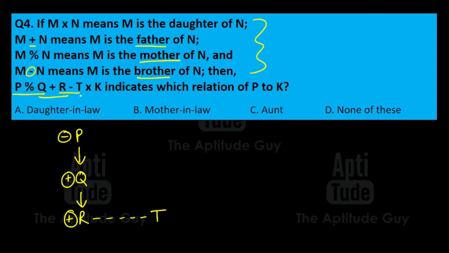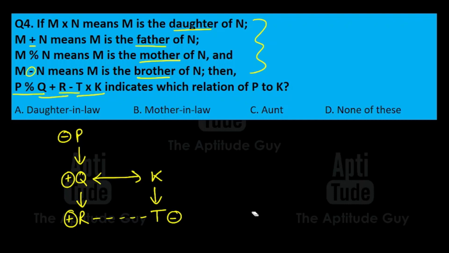Let's read it further. T cross K. Cross means daughter. See, so T is a female. T is the female daughter of K because T cross K. Now, this is where people get stuck and they don't know where to go from here. See, the thing is, R and T are direct siblings. If you are direct siblings, that means your parents are the same parents. That means your parents are a married couple. That means Q and K are married. Just because R and T are siblings.